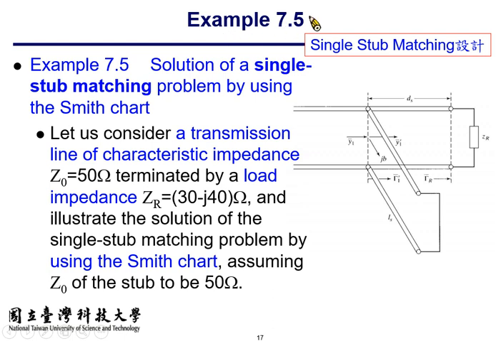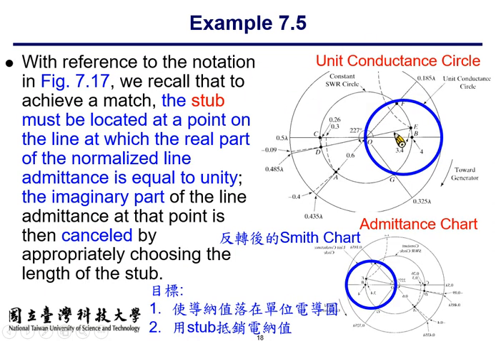Example 7.5. So in this example, we have a 50 ohm transmission line. The load is 30 minus 40J. So what is the normalized impedance? 0.6 minus 0.8J, right? And it's located at where? Oh, I'm sorry.